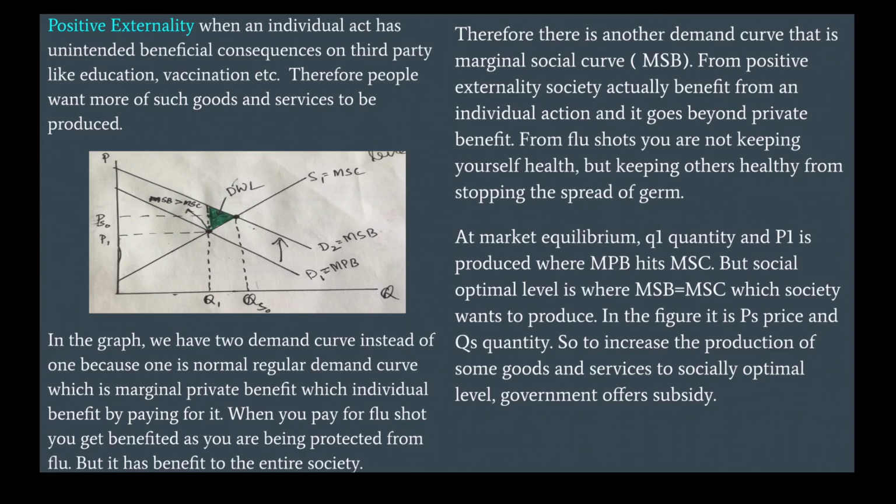At market equilibrium, quantity Q1 and price P1 are produced where marginal private benefit hits marginal social cost. But the socially optimal level is where marginal social benefit equals marginal social cost, which society wants produced. In the figure, it is price PS and quantity QS. So to increase the production of some goods and services to the socially optimal level, the government offers a subsidy.